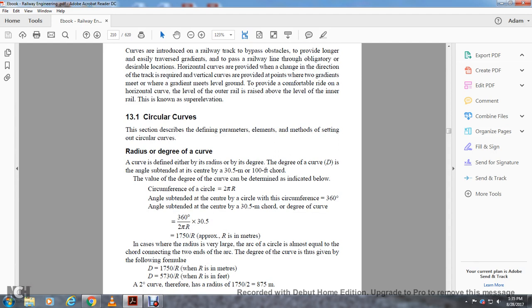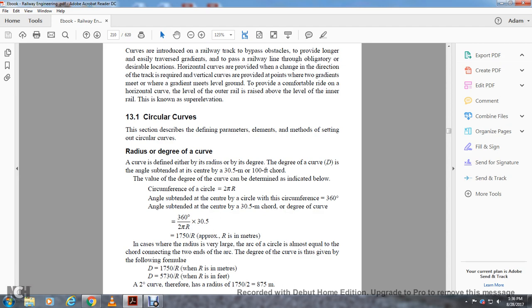The circumference of the circle is 2 times pi times the radius. The angle subtended at the center of the circle with a circumference is 360 degrees. The angle subtended at the center by the 30.5 meter chord, or degree of curve, is 360 over 2 pi r, times 30.5. The approximate result, with the radius in meters, is 1750 divided by the radius in meters.